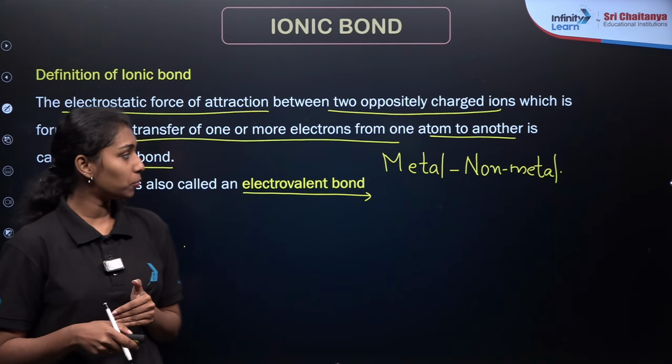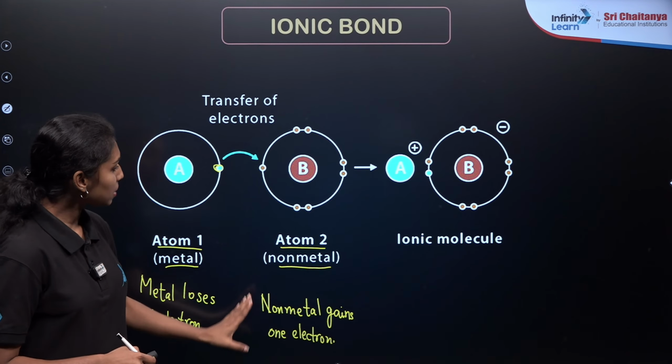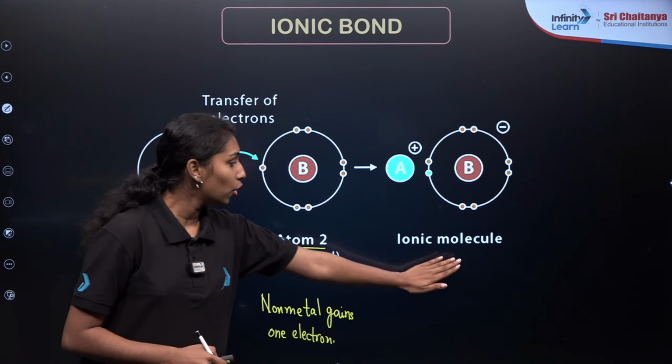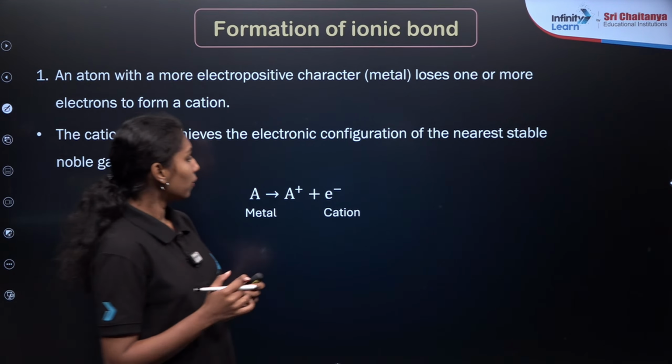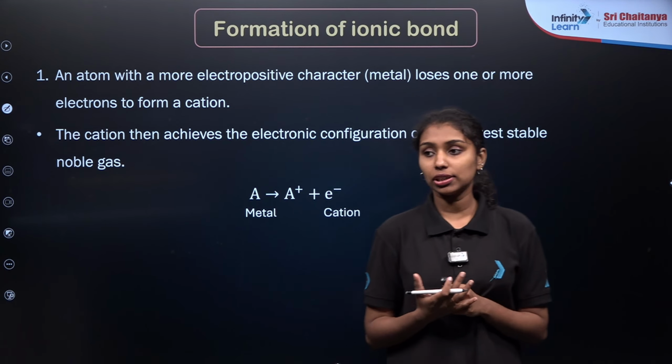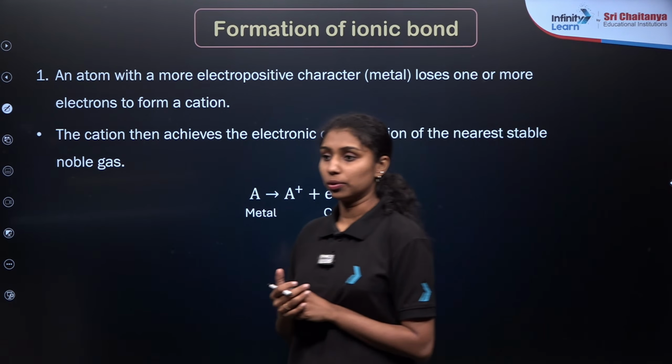In the case of ionic compounds, both cations as well as anions are present. So we will give an explanation using a diagram, showing the formation of an ionic molecule. Now we have to see what is the condition for the formation of an ionic compound or ionic bond.